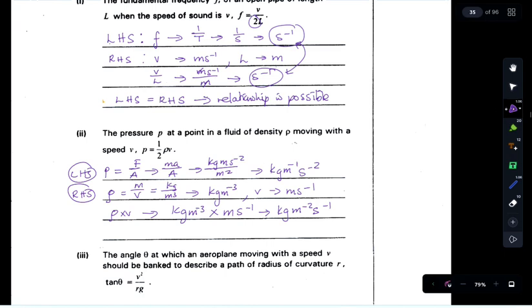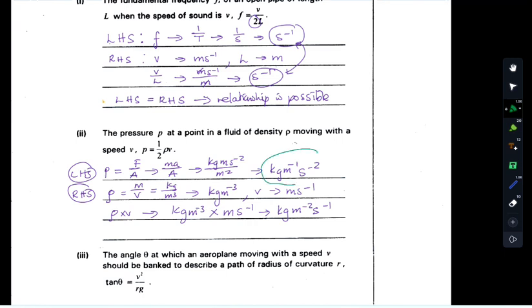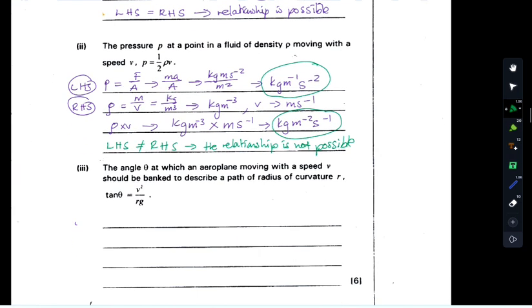Now let's look very closely at the unit for the left hand side and the unit for the right hand side. You can compare them and see we have a difference in terms of powers for m and s. So the left hand side is not equal to the right hand side, which implies that the relationship is not possible. So this equation is not true, in other words.